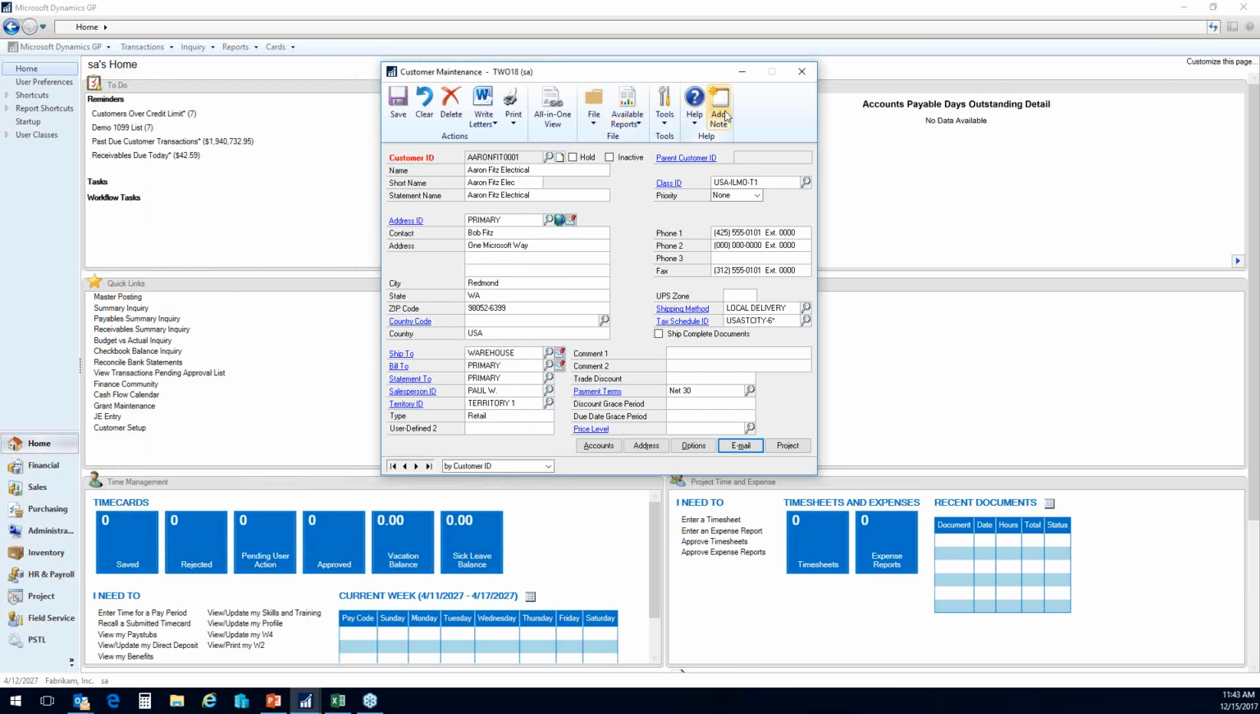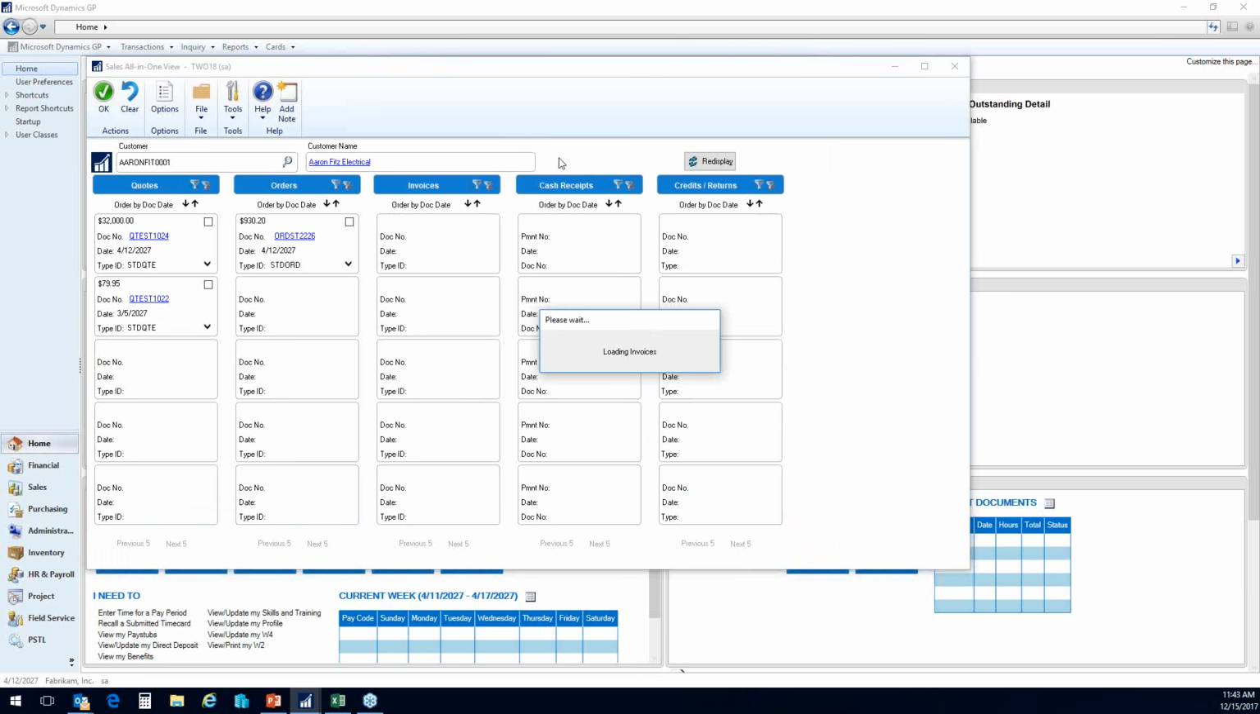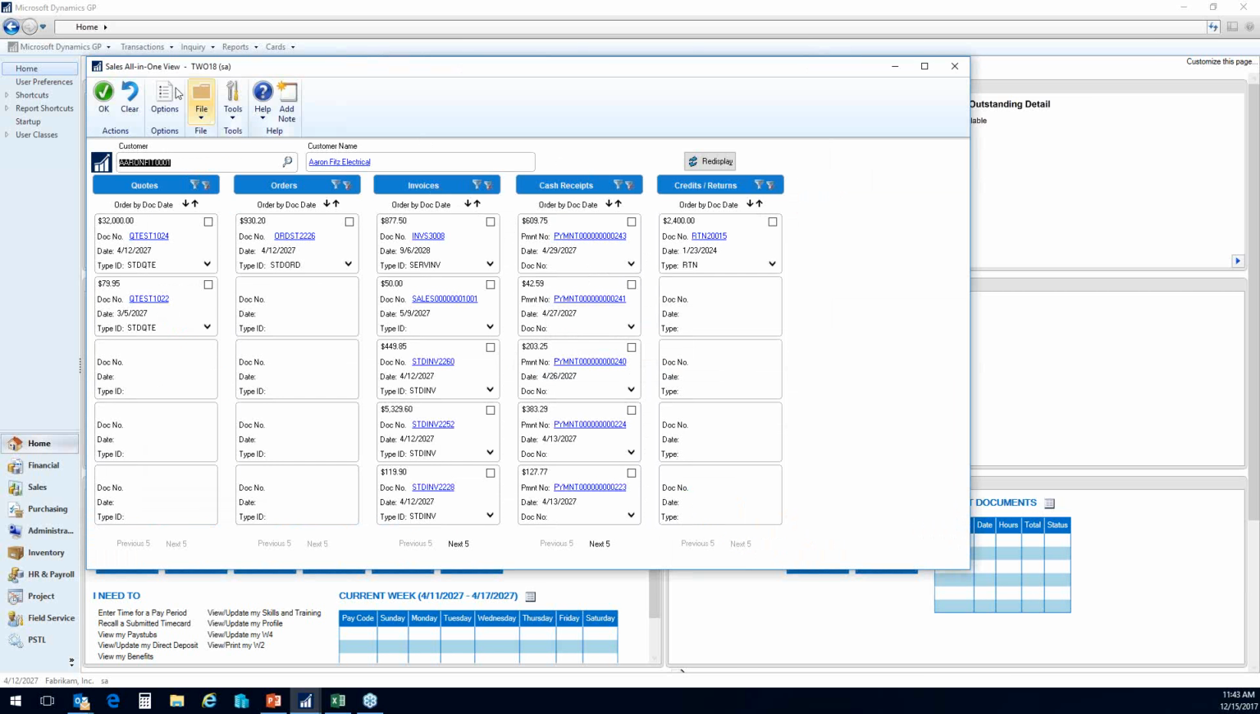The one thing that I did want to show here though is if we are looking at a customer, their master record, we can look at their transactions, and we do that in what's called an all-in-one view. And this is for sales. There's one for inventory. There's one for payables, for vendor transactions as well. But this pulls everything there is about that customer transaction-wise into the window.